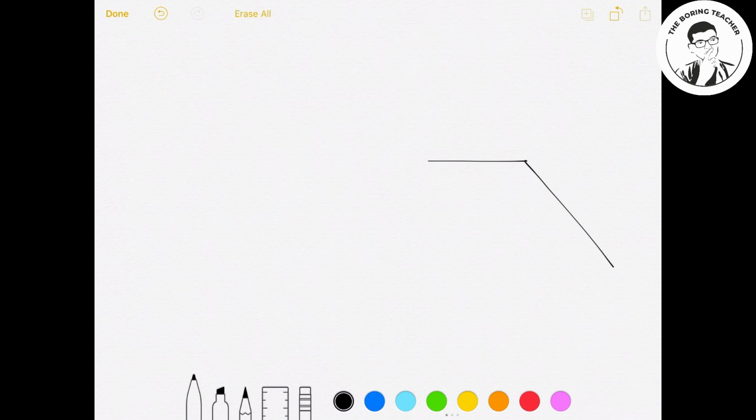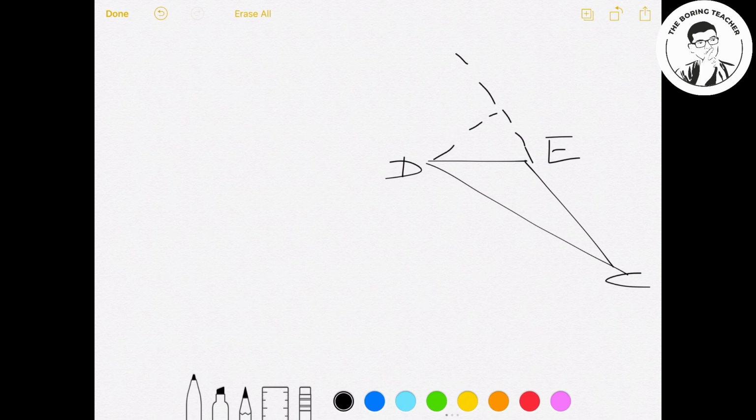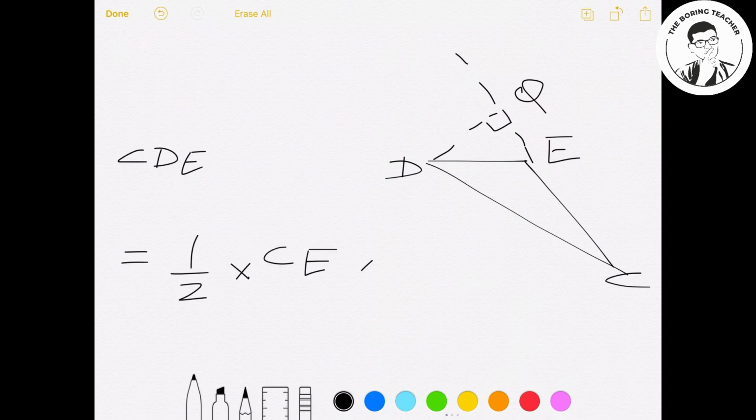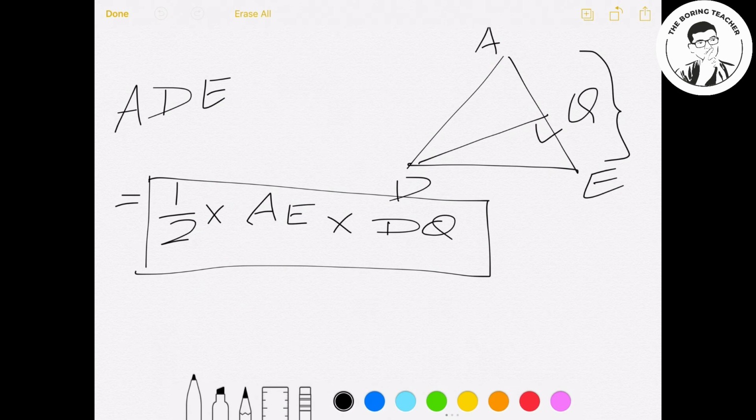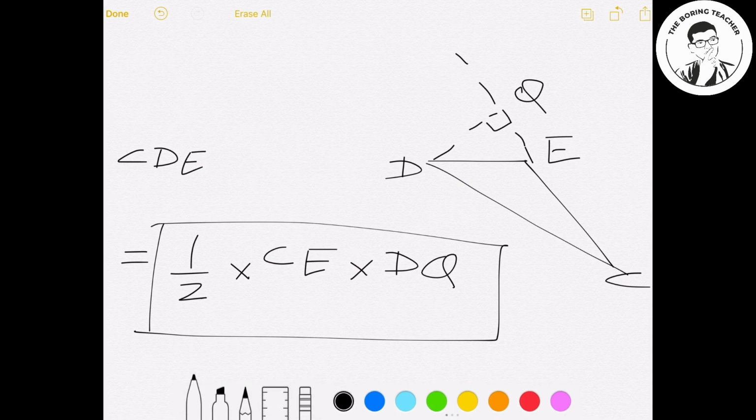Let us keep this in mind, half into AE into DQ. Now let us look at the other triangle, that is C, D and E. Again, if you look at the triangle, it is an obtuse angled triangle. So if you extend this side CD and you find the height that is in the exterior, that will be DQ. So the area of CDE will be equal to half multiplied by the base multiplied by the height. So again, we will keep this in mind. The area of triangle ADE is half into AE into DQ, and the area of triangle CDE is half into CE into DQ.